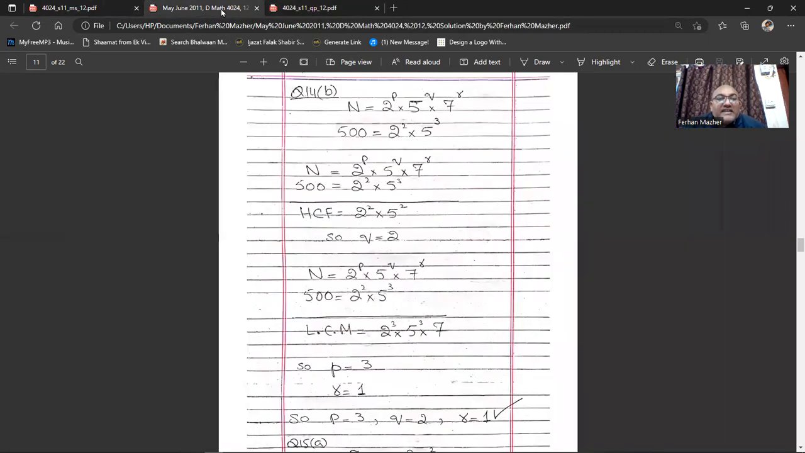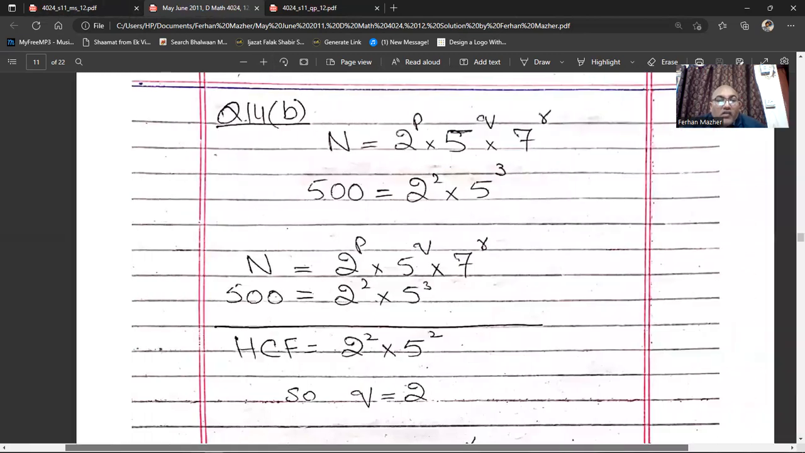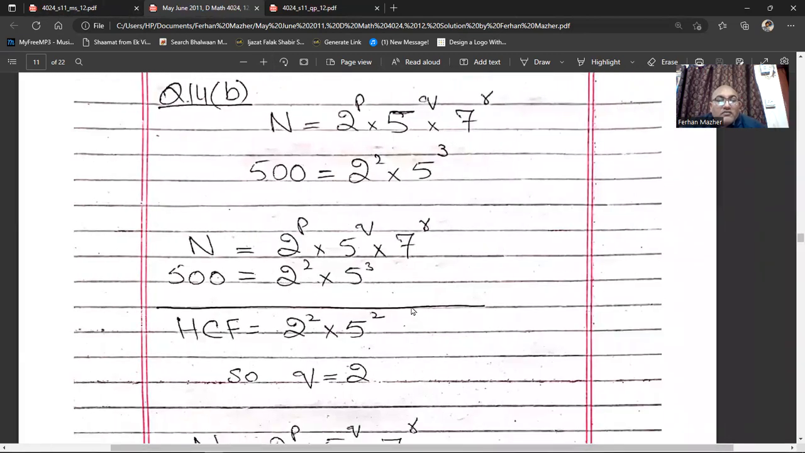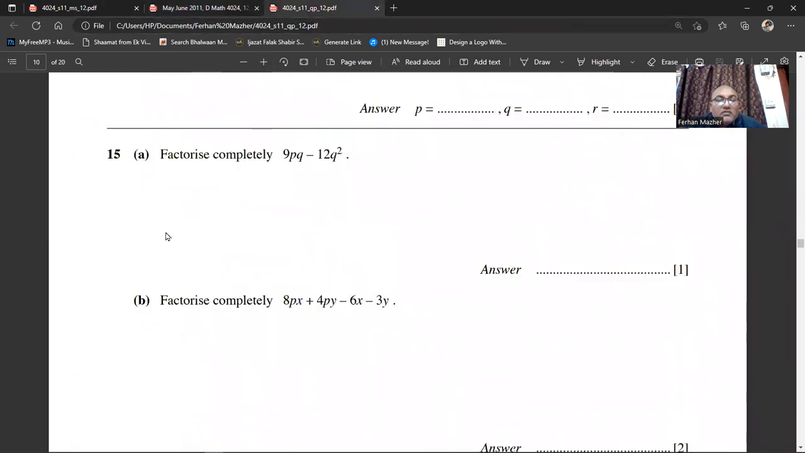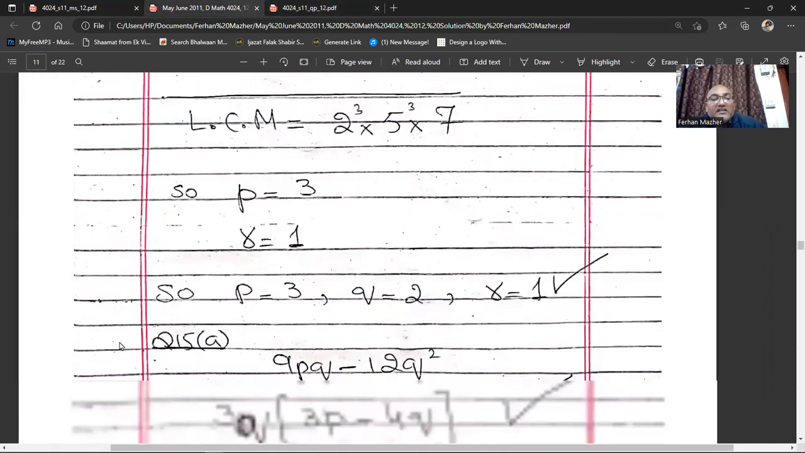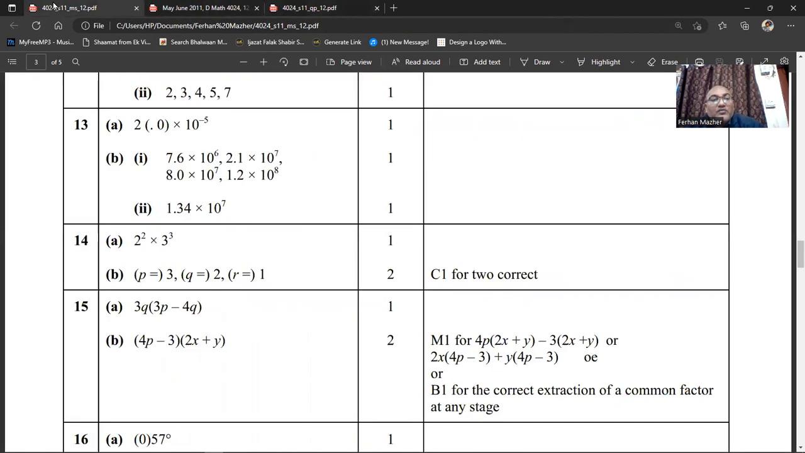Question number 15, it's A part. He says factorize completely 9pq minus 12q square. So you see in these two terms, 3 is common and q is common. So 3 is common and q is common. So you are left with 3p minus 4q.